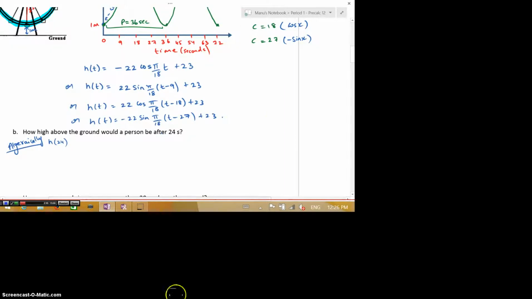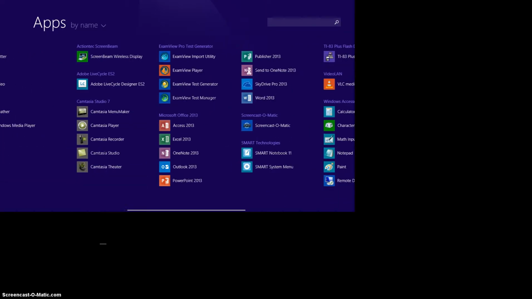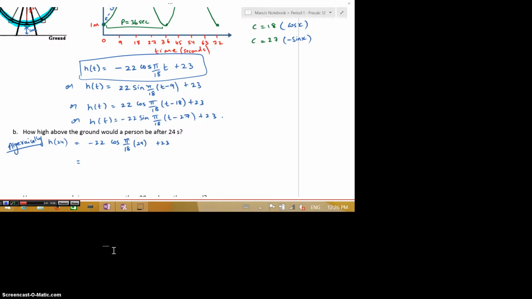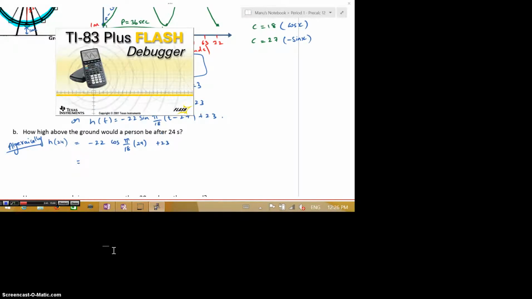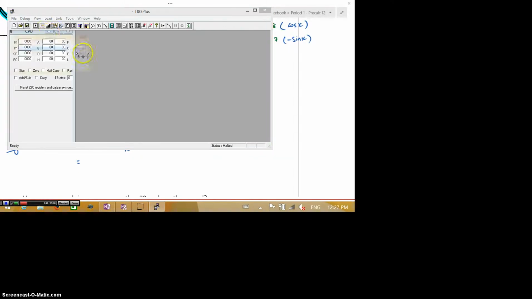So algebraically, we just take one of these equations. I'll use the first one here, and I'll plug it into that equation. So h(24) is going to equal negative 22 cosine pi over 18 brackets 24 and then plus 23. When you evaluate this, you're going to plug it into your calculator as such. That pi over 18 and the 24 are together, so you're taking the cosine of both of those numbers.